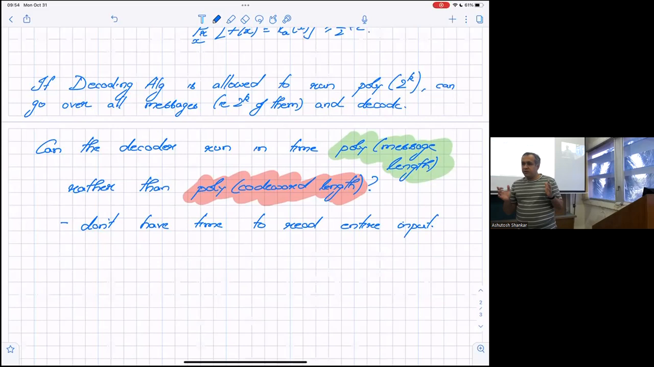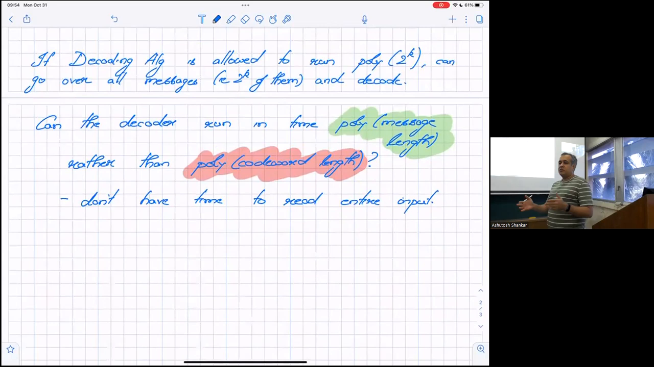We need to first define the model. So what I'm going to say is here, the algorithm does not get access to the input. It's not like a Turing machine in which the input is written on a tape and it gets to read the entire input. What it gets access to is an oracle to the input. So it can say, I want f at this location, you tell me. I want f at that location, you tell me.